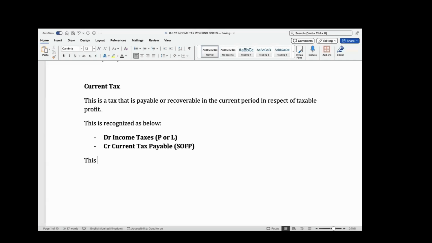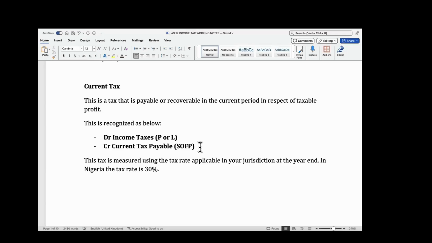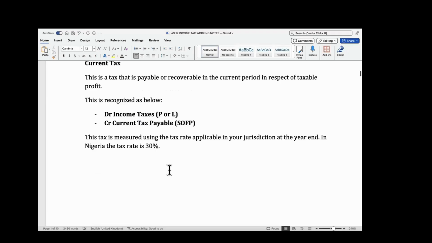And this tax is measured using the tax rates applicable in your jurisdiction at the year end. In Nigeria, the tax rate is 30%. So in Nigeria, it's just a matter of applying your 30% on your taxable profits at the end of the day. That simply gives you your current tax. So current tax is quite straightforward, right?